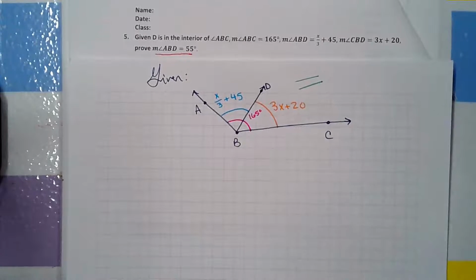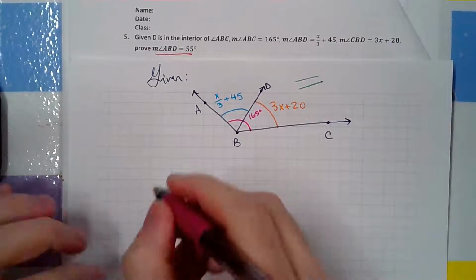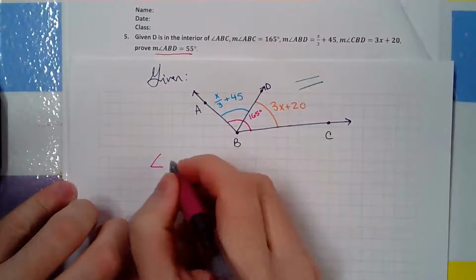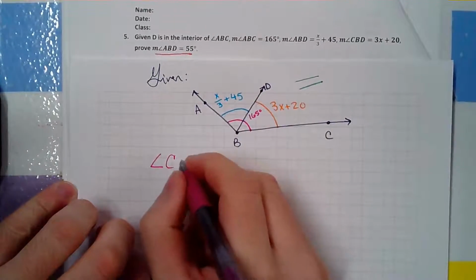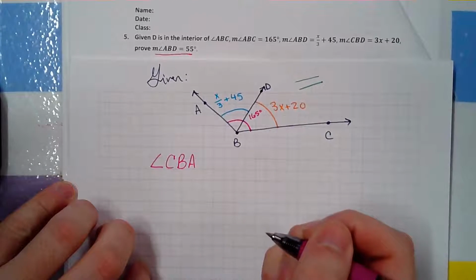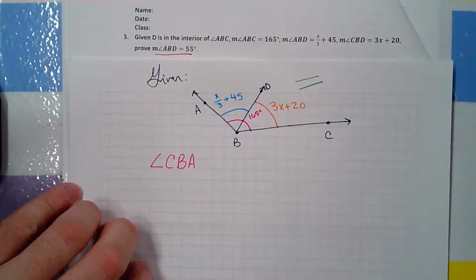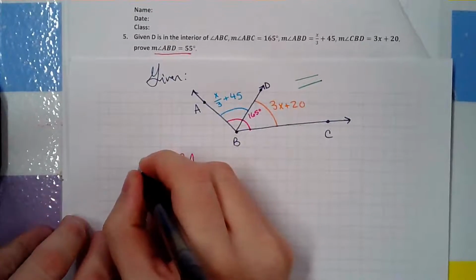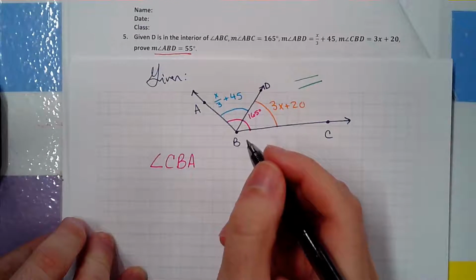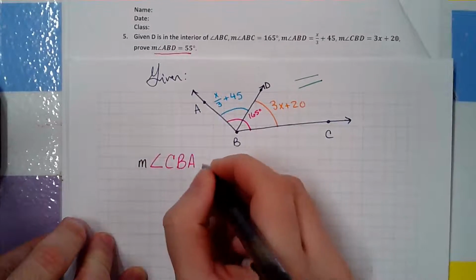So let's go with Laney's way. Laney says that angle CBD, oh, not CBD, sorry, CBA, the whole thing, minus, and that's the measure, I believe. Yeah, we'll go with measure.